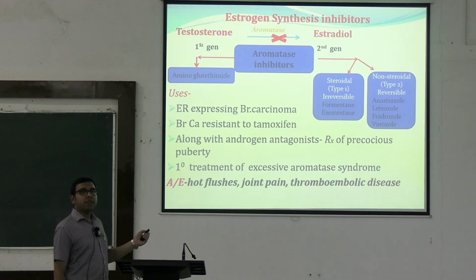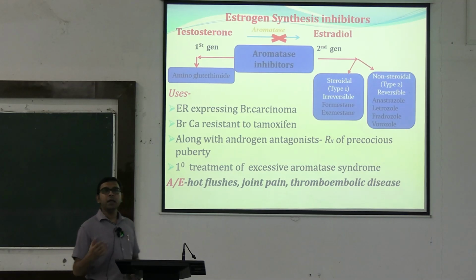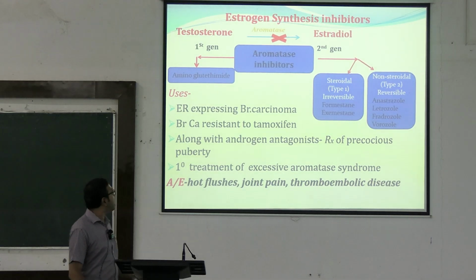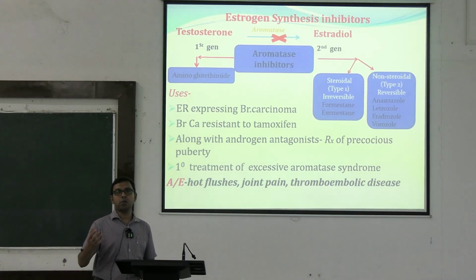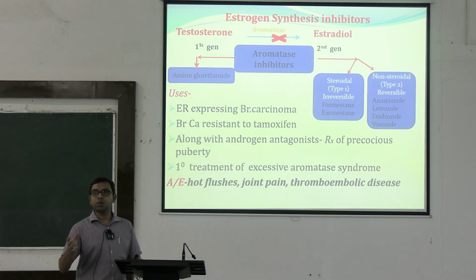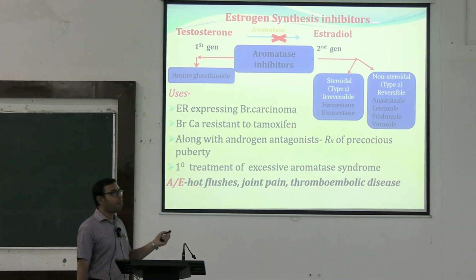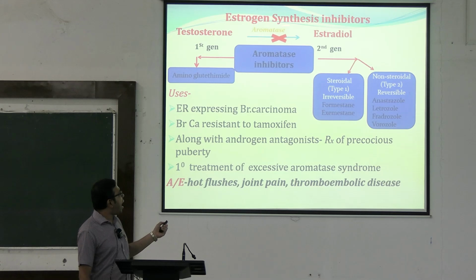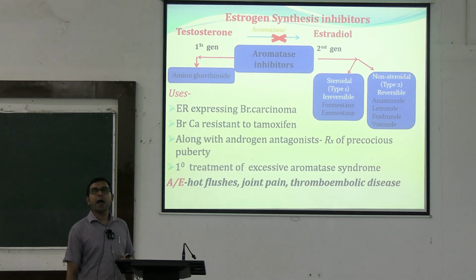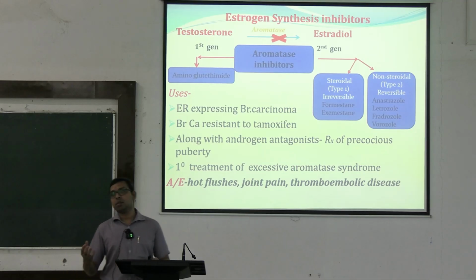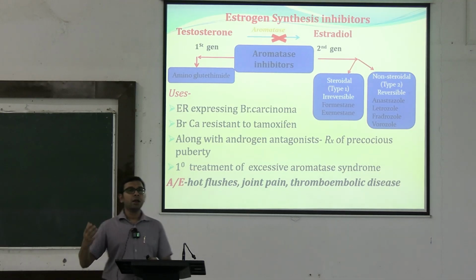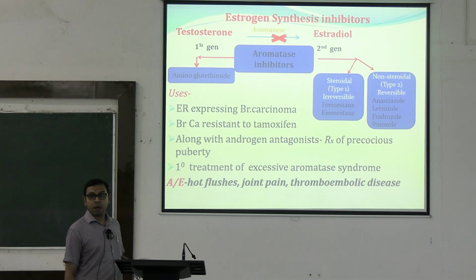Now coming to the estrogen synthesis inhibitors. Now we are inhibiting the synthesis of the estrogen. So already we have seen that estrogens are basically formed by conversion from testosterone. So testosterone is converted to estradiol by means of the aromatase enzyme. Now this aromatase can be blocked by means of the aromatase inhibitors. So when we are using drugs that inhibit this aromatase, there will be less estrogen production. So estrogen synthesis is hampered.